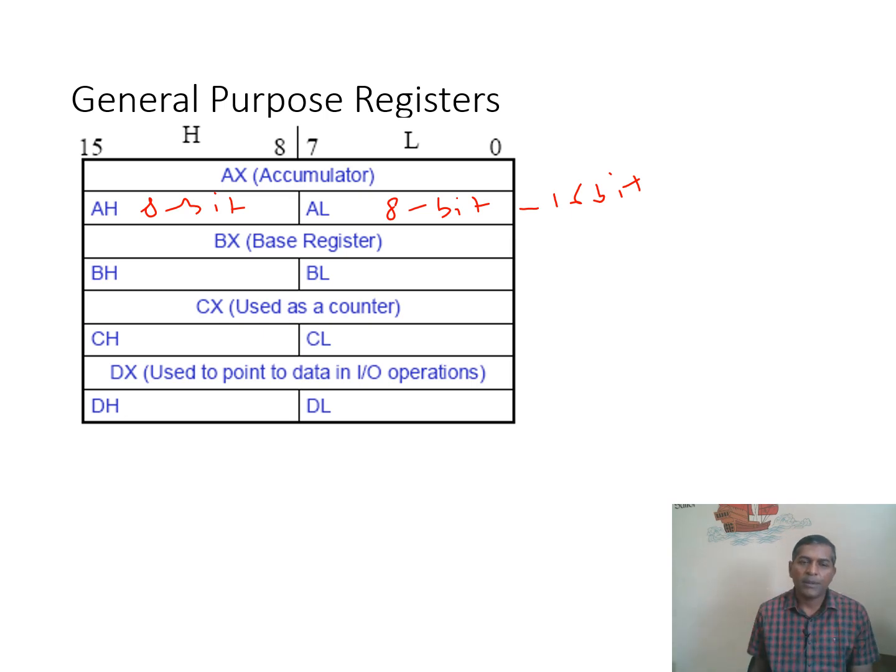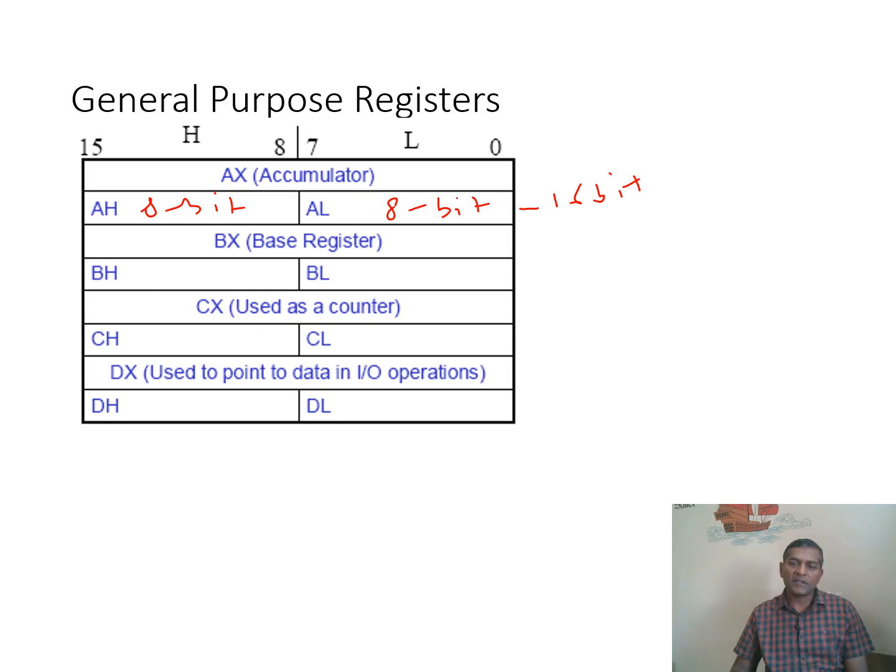Same for BX. BX is a 16-bit register, but it can be used as BL and BH 8-bit registers. CX is again a 16-bit register, and CL and CH can be used. Then DX is a 16-bit register, it can be used as DL and DH. So these are general purpose registers. They also have some special purposes.